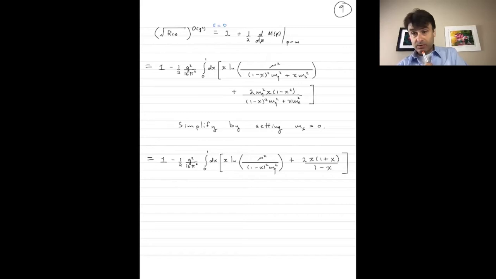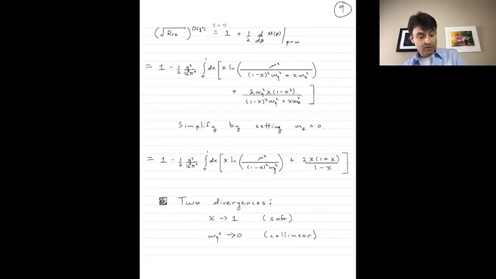So it's worthwhile really to sit and pause and think about the meaning of these various divergences. Actually, it's a little bit hard to understand them in the case of this virtual graph. We'll look at the virtual graph, meaning a graph with just a loop inside of it. We'll look at some different graphs that help us understand these divergences in a second. In anticipation of that, let me just call the x going to 1 divergence a soft divergence and the m squared going to 0 divergence a collinear divergence.